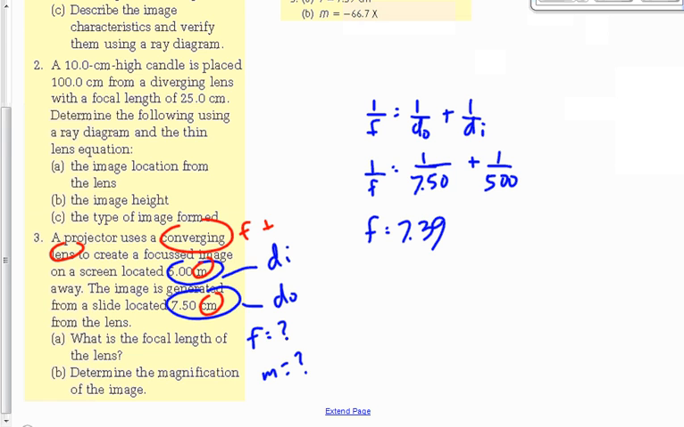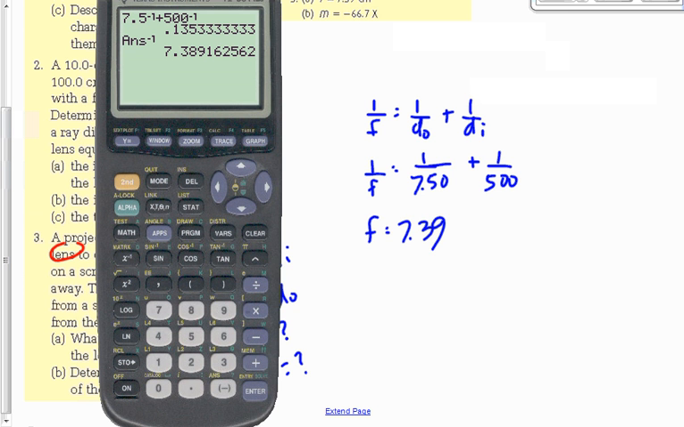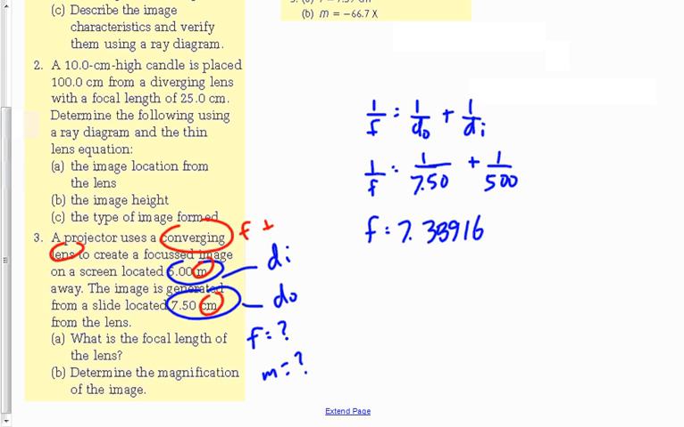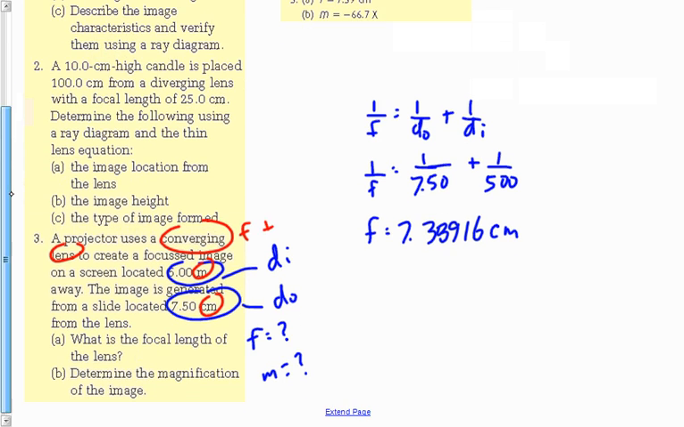Let's write down an unrounded number in case we need that again. 0.38916. And what is that? Centimeters or meters? Centimeters. What do they have the answer in here? They have it in centimeters.